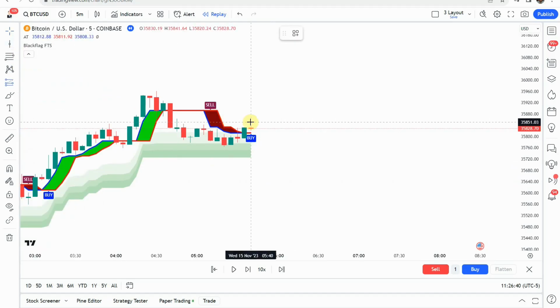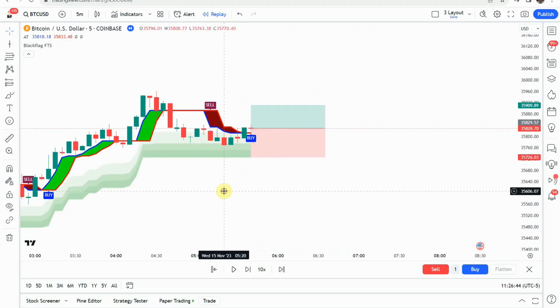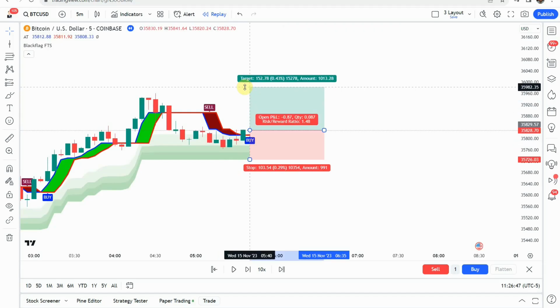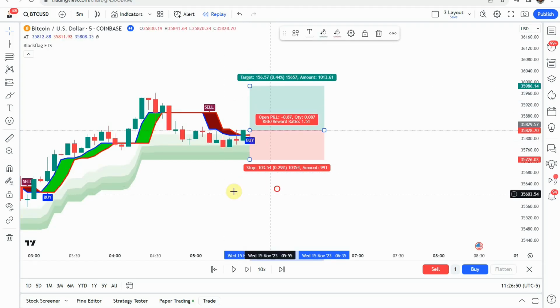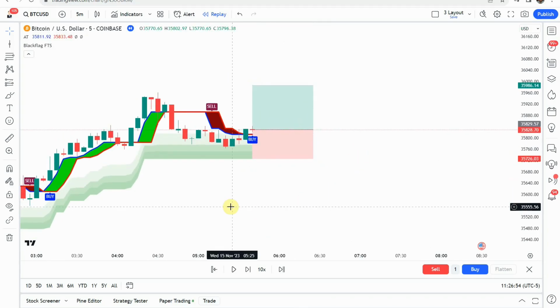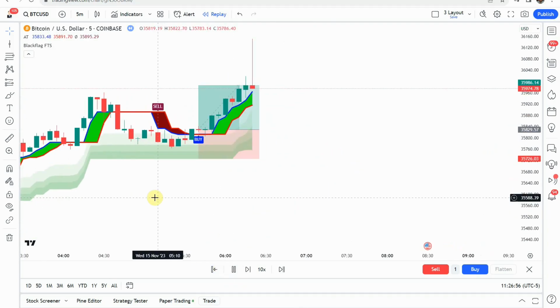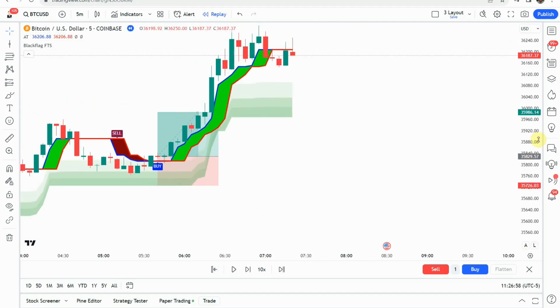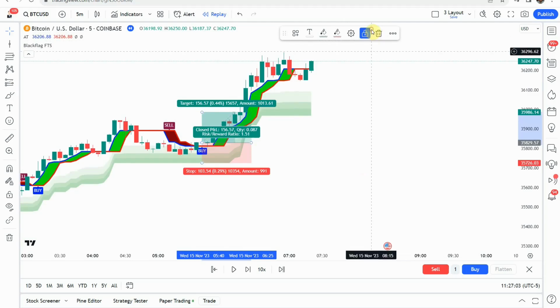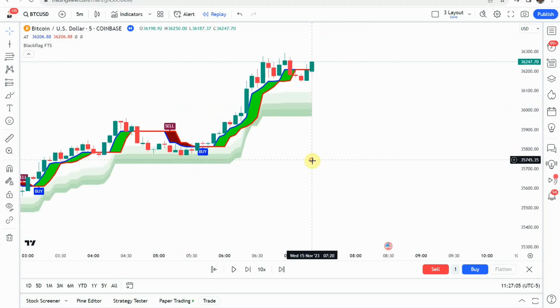Then we are going to set a long position here. Our stop goes right at the bottom of the cloud, and we are going to target a 1 to 1.5 risk reward like so. Let's go ahead and play this forward and see how it plays out. So you see that we get a really nice push to the upside there, which definitely would have gotten us to our take profit. So let's go ahead and take a look at a short trade.